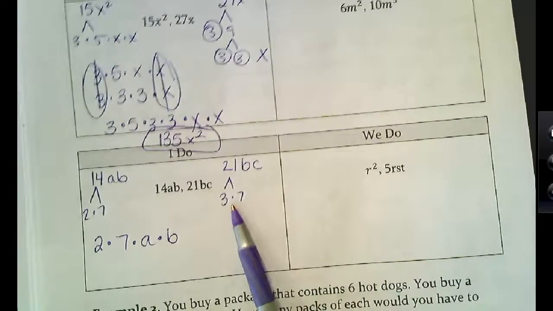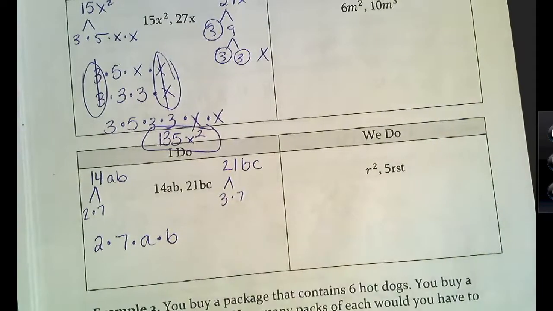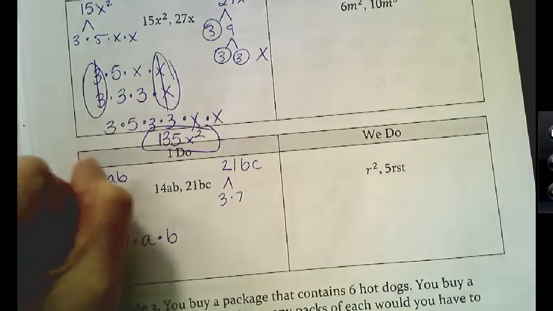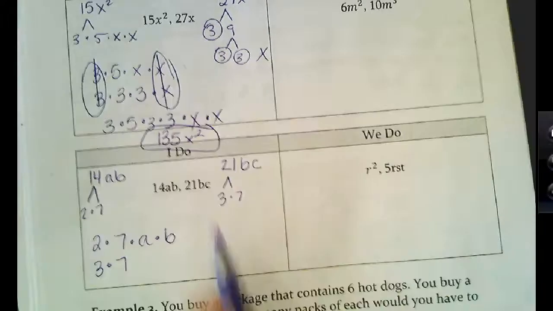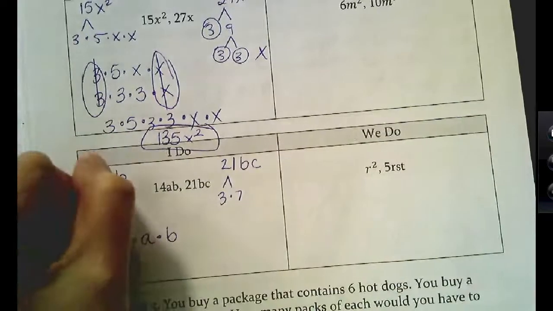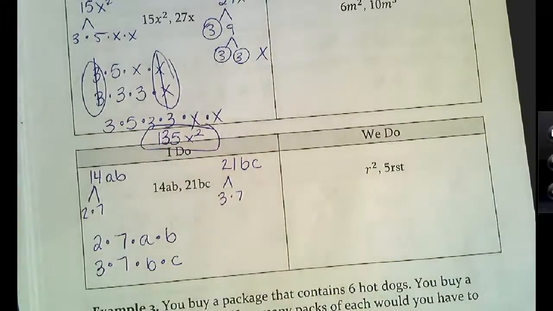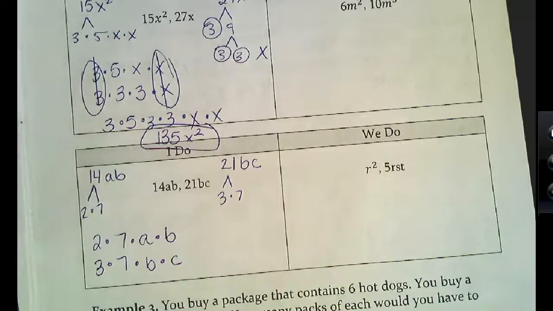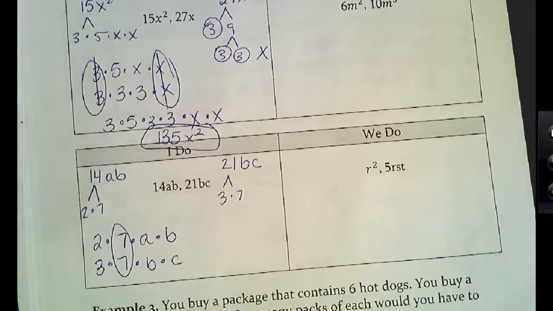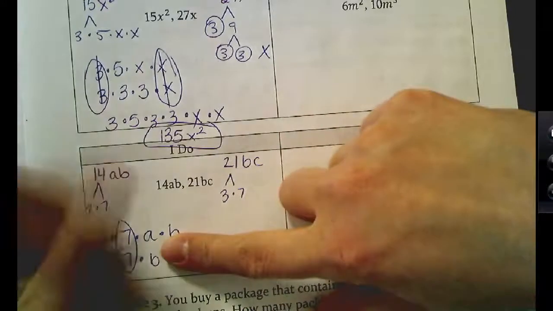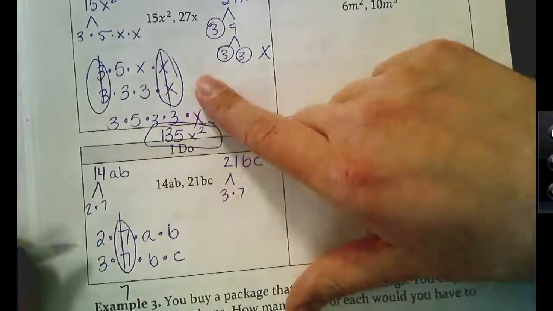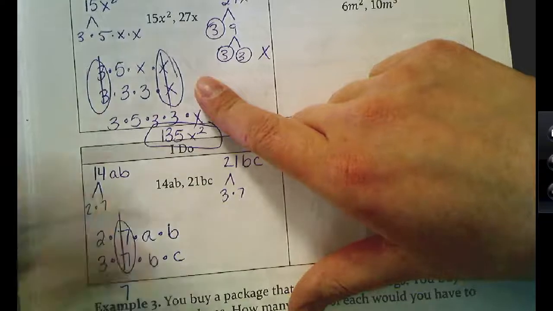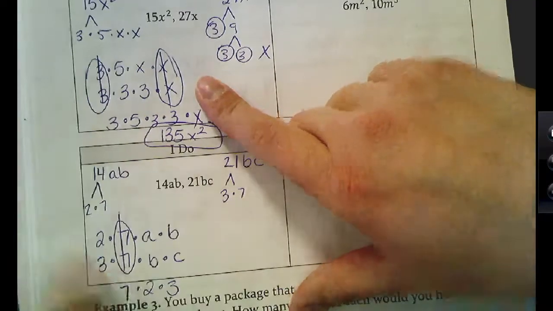And then for the 21, I'm going to go ahead and write 3 times 7. How many b's do I have? 1. How many c's do I have? 1. So times b times c. Circle what they have in common. So what do you guys see they have in common? 7. And we're just going to look at the numbers right now. So they have a 7 in common. So how many times do I write that 7? Once. And what do I do with my leftovers? Recycle. Yep. So we're going to do times 2 times 3. We're recycling those leftovers.